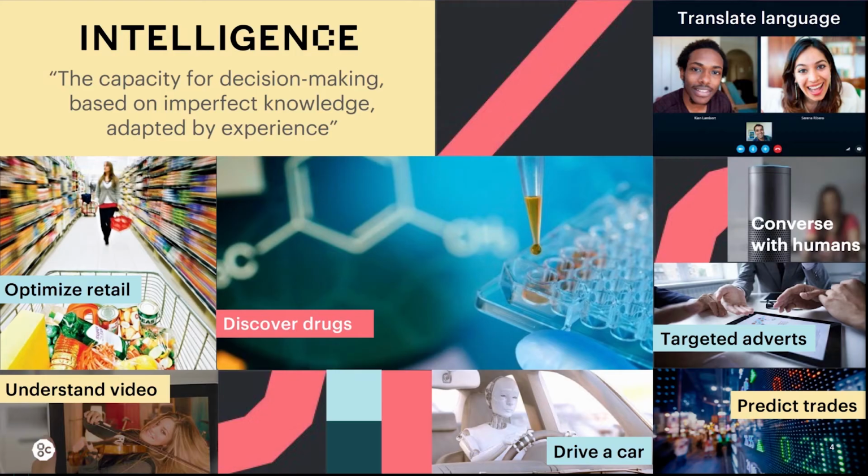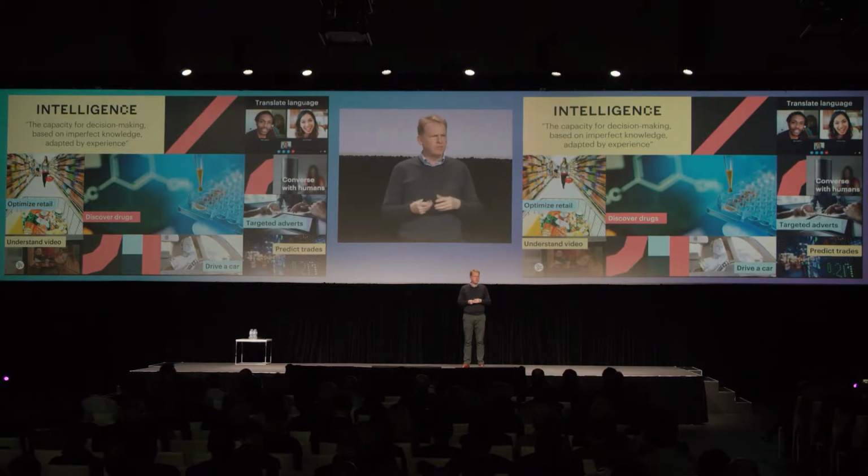Some people say, what is intelligence? Is it something we can really write down and describe? And I think it's really very simple. Intelligence is the capacity for decision making based on imperfect knowledge, because we never have enough information. We never know the precise answers. And then we adapt based on our experience. And as we get older, we get better. As children learn, they make better decisions. So that's really what we should think about as intelligence.